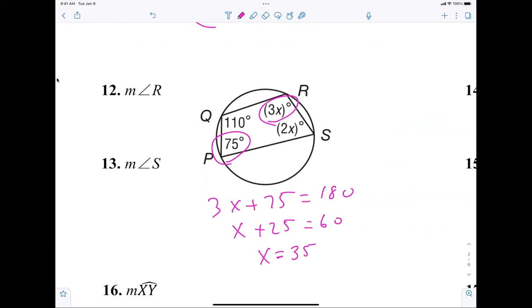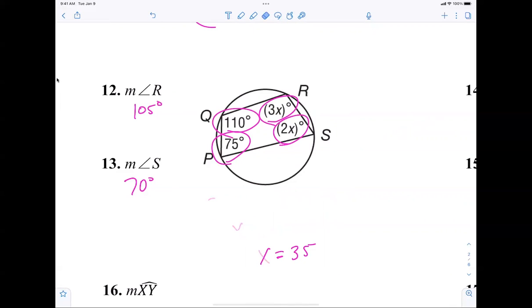That was kind of silly because it would have been easier to do this one, right? So now that we know x is 35, we don't even have to do any of that. That was dumb. Measure of angle S has to be what? 70. Waste of my time. And R is how much? 105 degrees. Everybody seeing that? That was a waste of time. So don't do what I do.